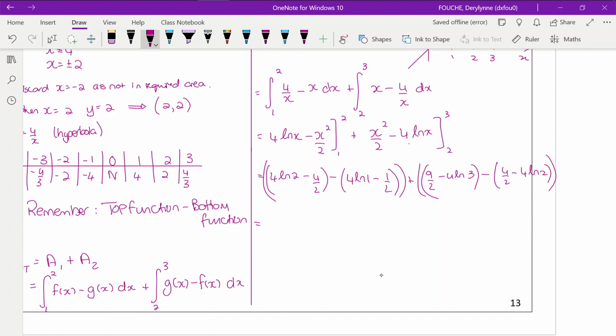And 4 ln 2 minus 2, let's just tidy that up a little bit. So 4 ln 2 minus 2, and ln 1 is always going to be 0, so that goes away. So then we have plus a half, and we're going to add that to, let's have a look, we've got 9 over 2 minus 4 over 2, that gives us 5 over 2. So 5 over 2 minus 4 ln 3 plus 4 ln 2.